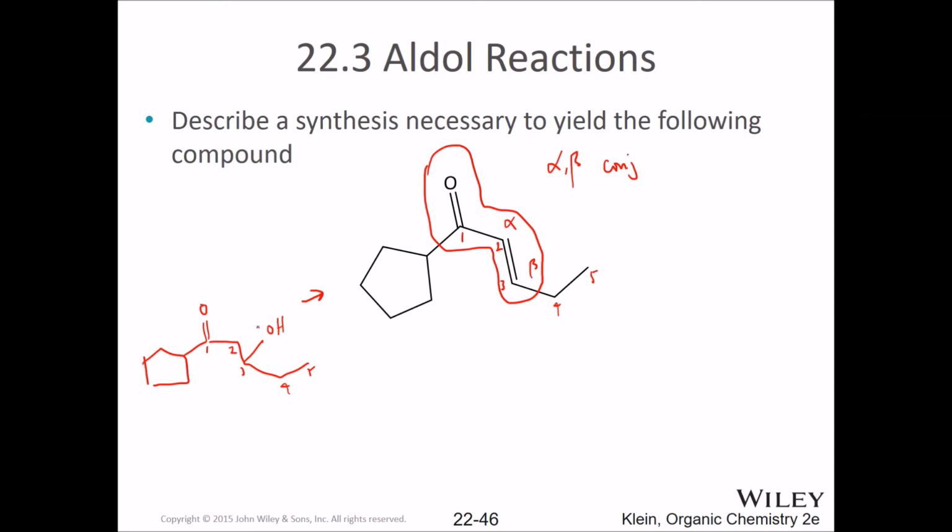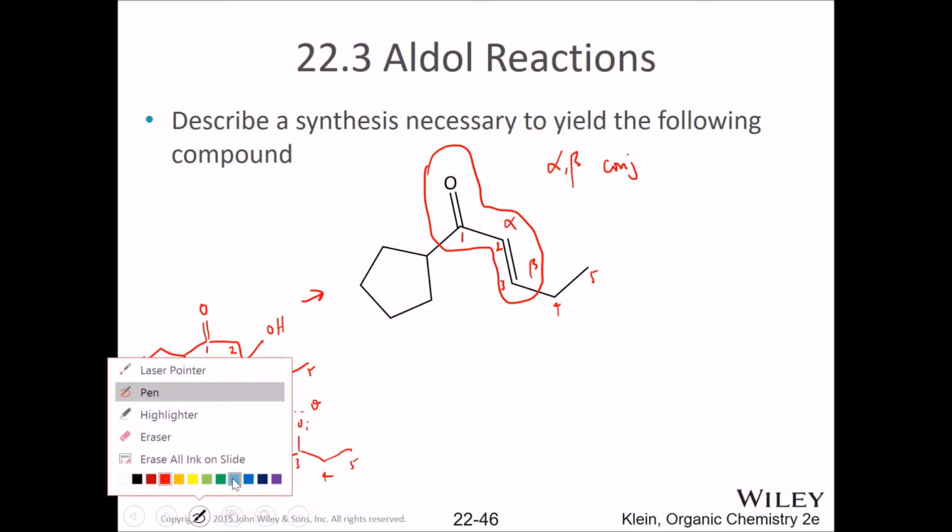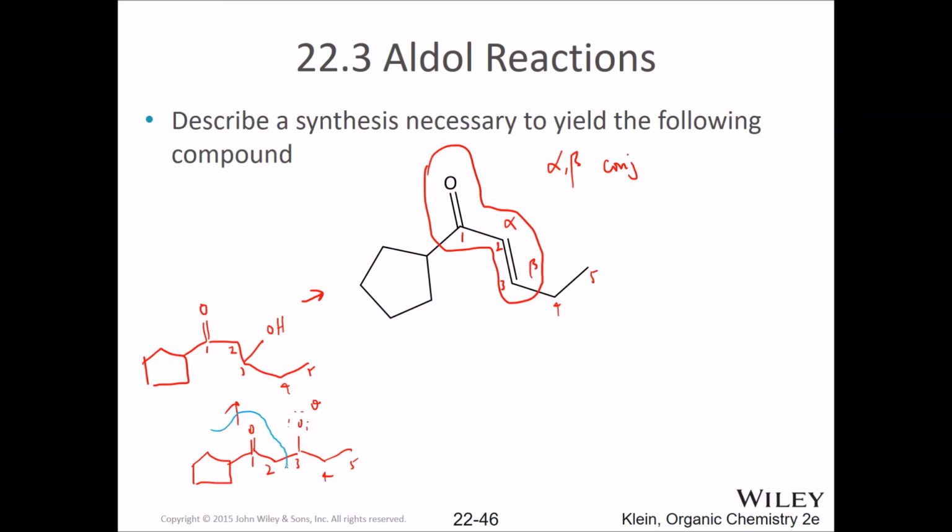Okay. Now I can work my way backwards and say, all right, well that came from that. One, two, three, four, five. Okay, this now must have been my enolate, right? That must have been my enolate. And I'm going to go back from there. Okay? All right, pause the video now and keep working that back.